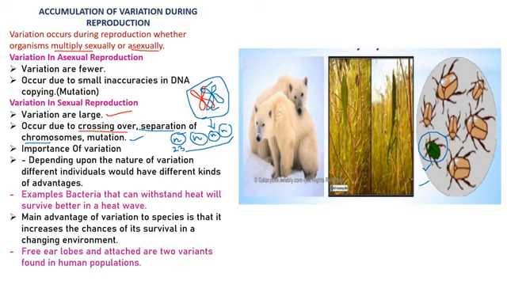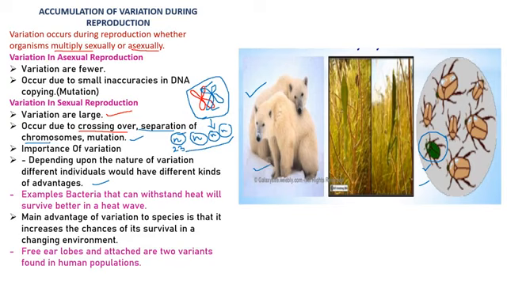Now the importance of variation: depending upon the nature of variation, different individuals would have different kinds of advantages, right? So here we have taken this variation which is very important for the beetle, and the variation in the polar bear: you can see their fur is very thick, right? They are very furry. Because of this variation, they are able to survive in drastically cold conditions, right? So this variation is really helpful for the bear, right?